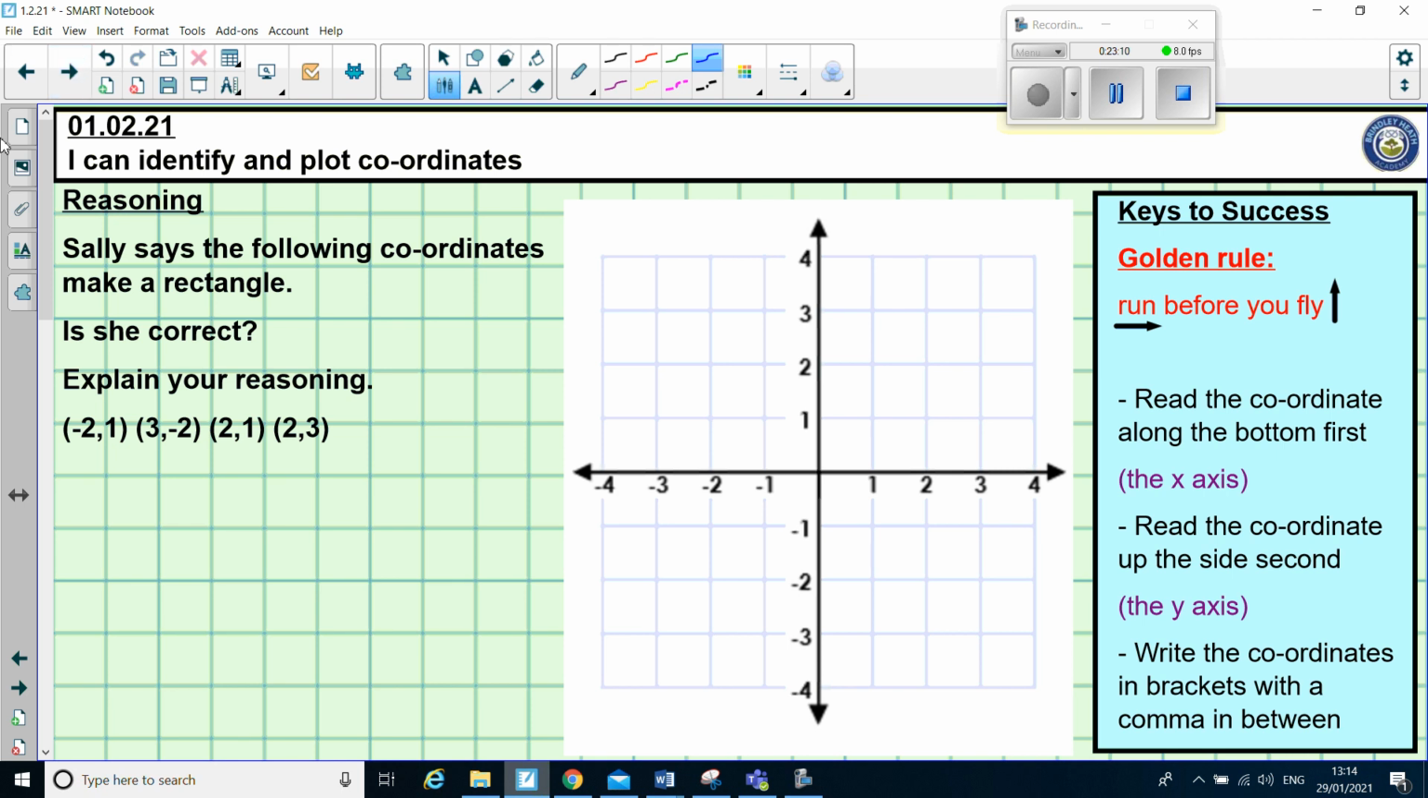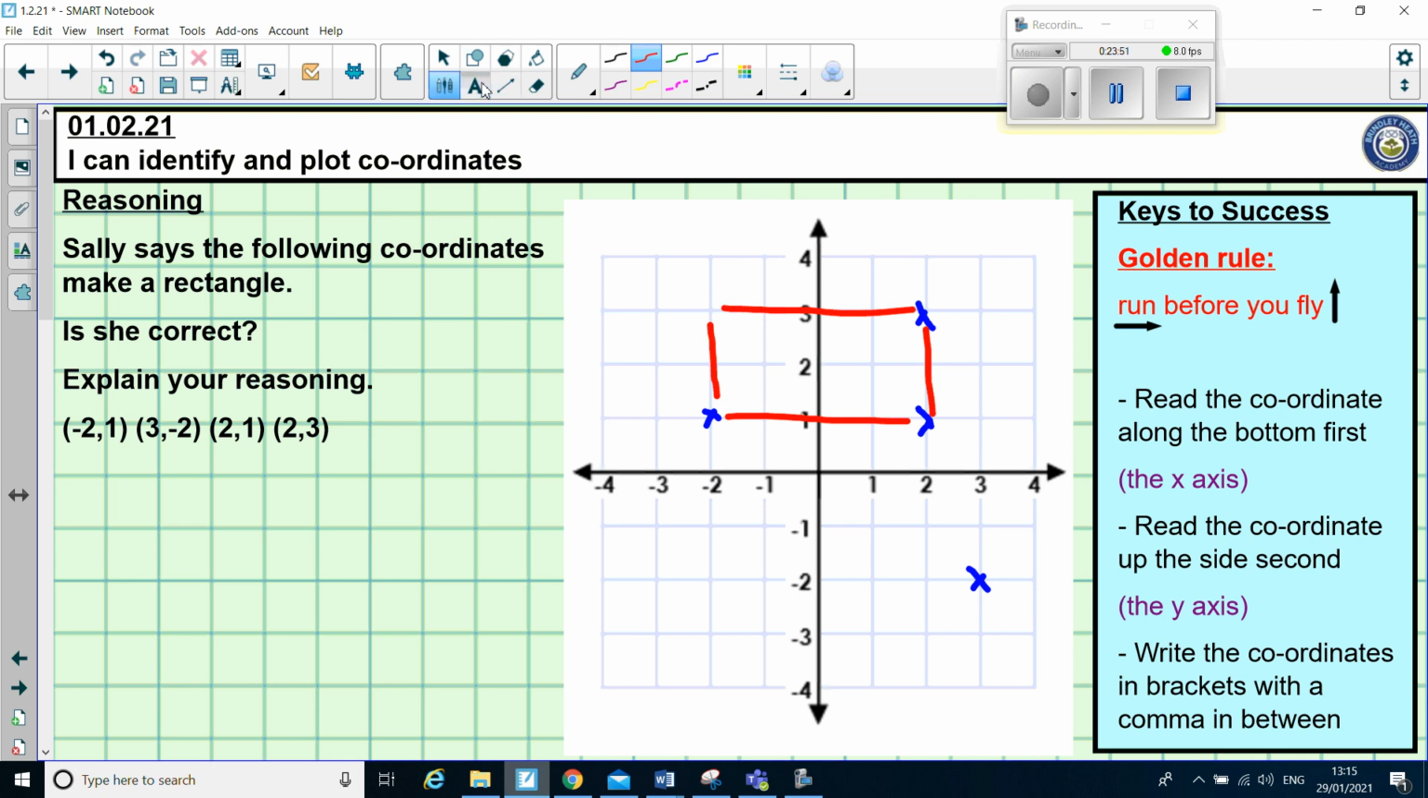Okay, if I was answering this question then, first of all, what I would do is I would plot the coordinates that Sally has given us. So she's given us -2, 1. She said 3, -2. She said 2, 1. And 2, 3. Right. Well, those coordinates definitely don't make up a rectangle, but I think I can see that these ones look like they were going to make up a rectangle. So Sally said 3, -2, but actually what I think she meant was -2, 3.